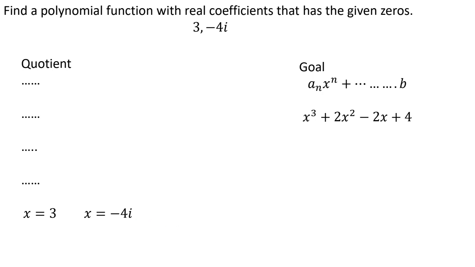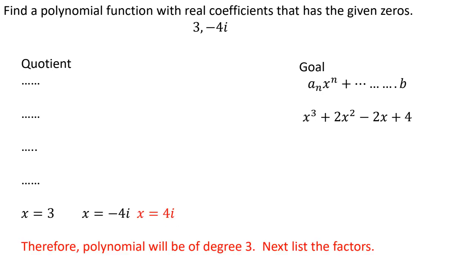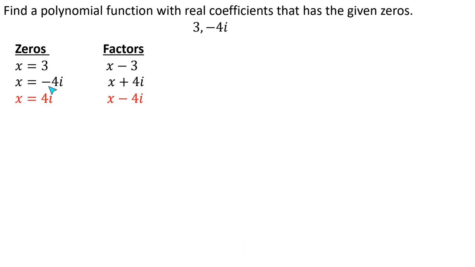So there's actually 3 zeros here. So the other one is x equals 4i. So I have 3 zeros. So this would be a degree of 3. So your next step is to take your zeros and list the factors. So for x equals 3, I get x minus 3. For x equals -4i, I get x plus 4i. And then x equals 4i, I get x minus 4i.